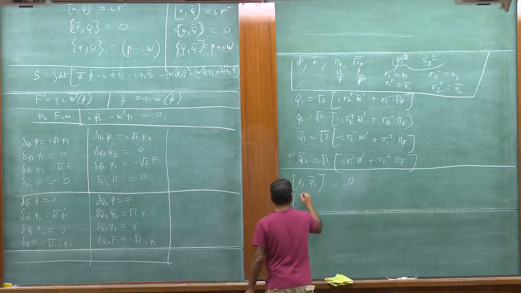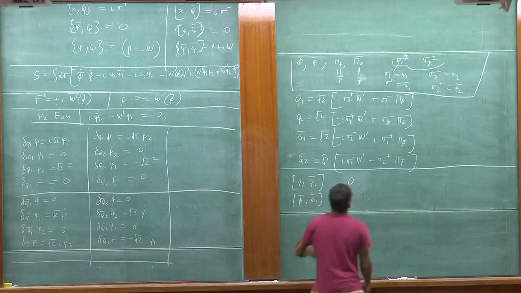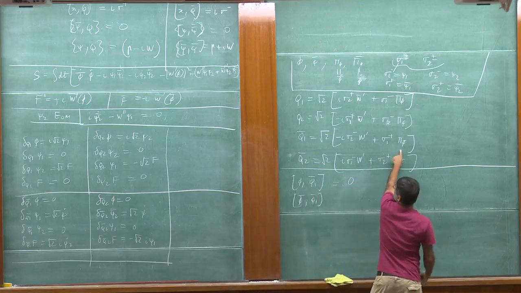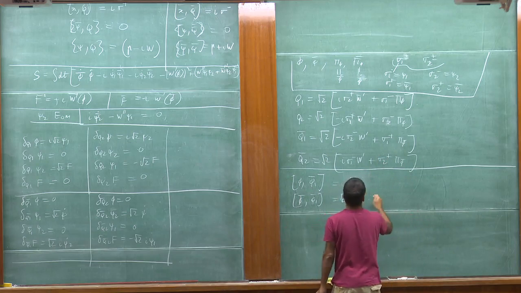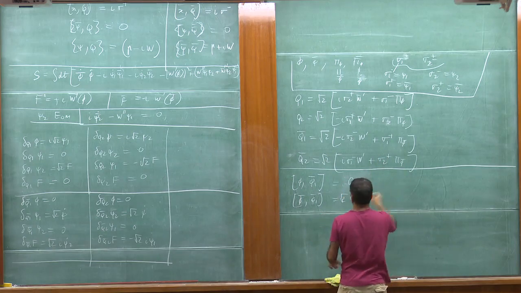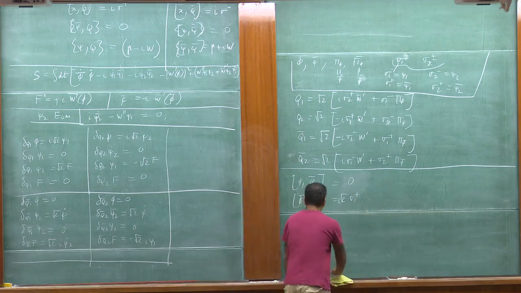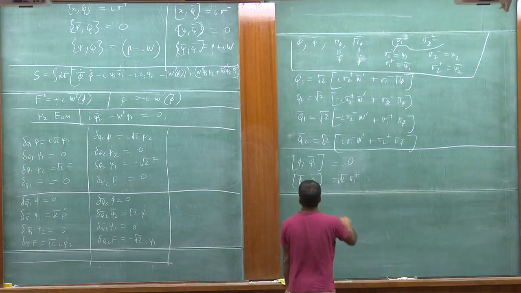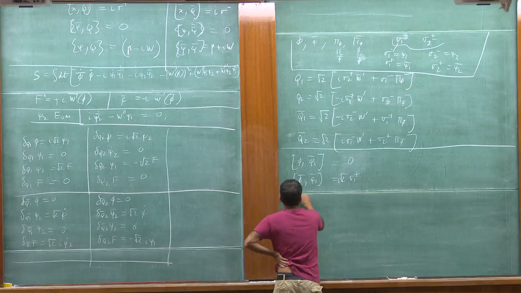So this is 0, and let's write down the other one as well, phi bar, Q1 bar. So that will give us square root 2 sigma 1 plus, and now we get just I, right? I'll just write them all down and then we'll check against that board. What about psi 1 anti-commutator Q1 bar?